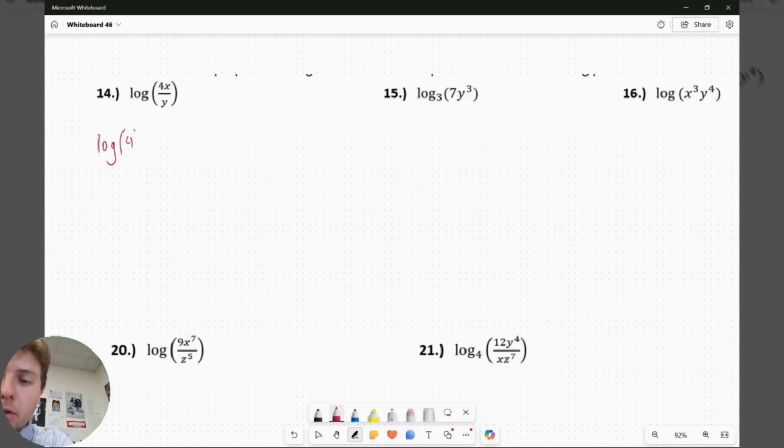So we separate both of them. Since they're on top, there should be a plus sign in between. The y is on bottom. Give it its own log with a minus in front. Number 15, continuing to go through these.